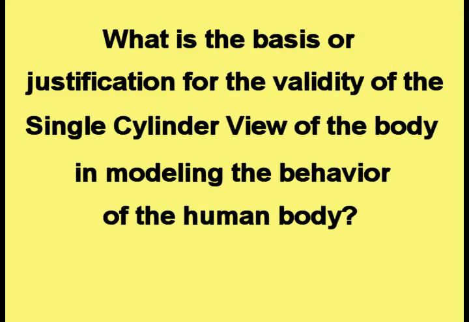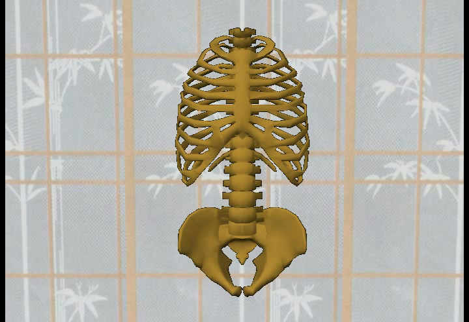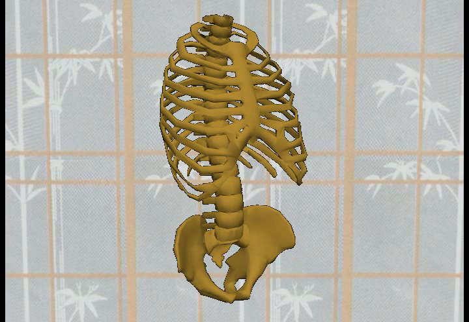What is the basis or justification for the validity of the single-cylinder view of the human body in modeling the behavior of the human body? Here is a front view of the rib cage and pelvis of a human being to help answer that question. The bones of the rib cage form a closed circle as shown in this angled view.